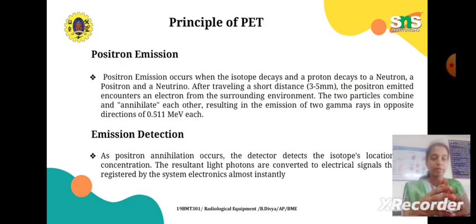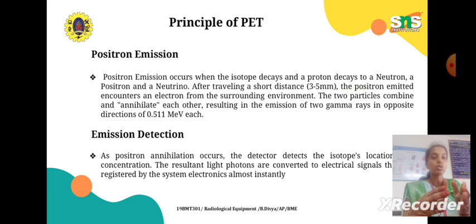Next, the principle of PET, positron emission. How does it happen? Positron emission occurs when the isotopes decay and a proton decays to a neutron. We have isotopes and protons in our body. If those isotopes and protons decay to neutrons, a positron and a neutron are formed.